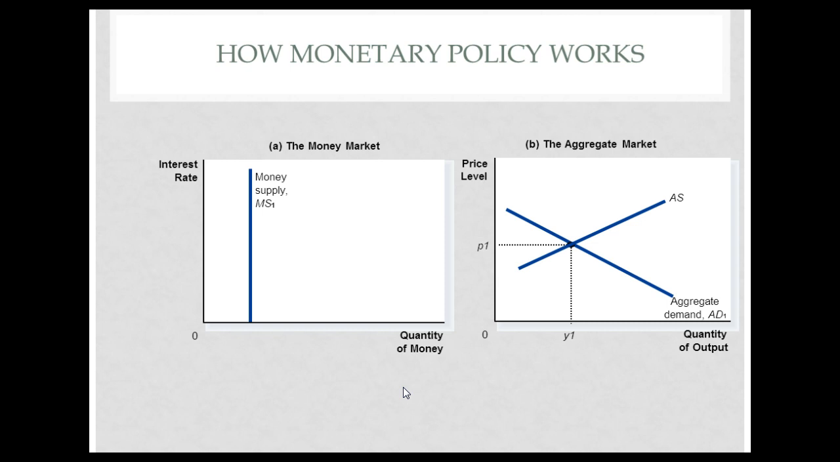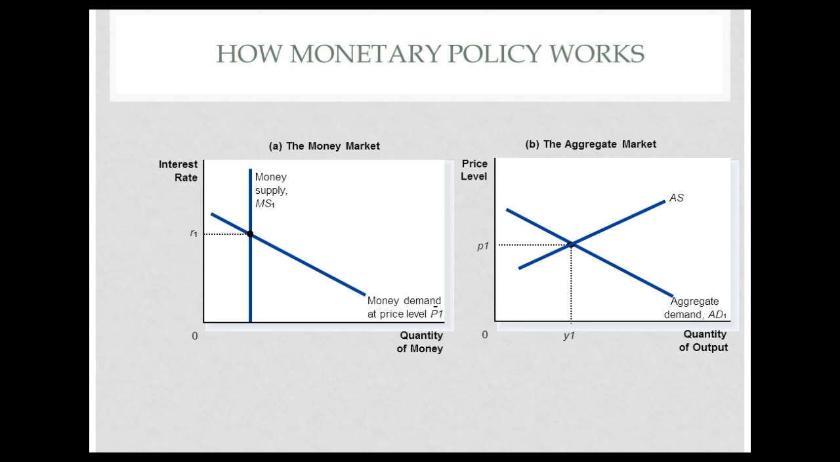Okay, the aggregate market we see there to the right. And we notice that we have a current price level and a current output. And to the left, we have our money market, and we can see that at the moment we have a money supply, and we'll throw in a money demand curve there as well, which of course means we have also a current interest rate.